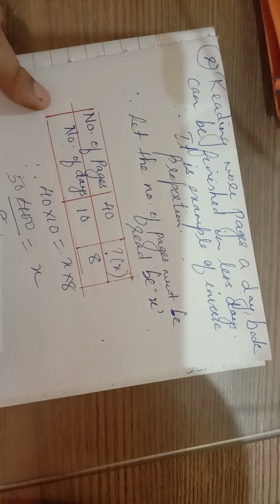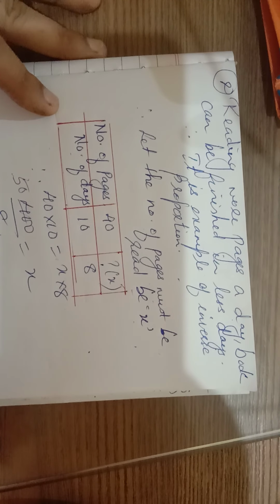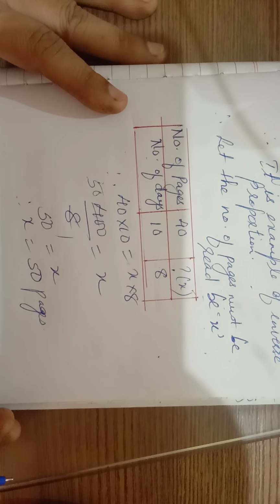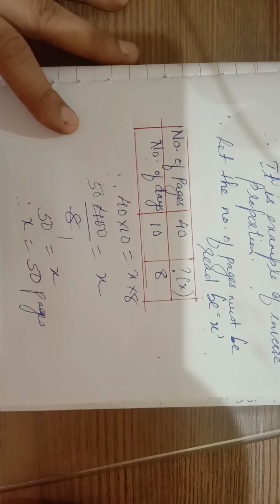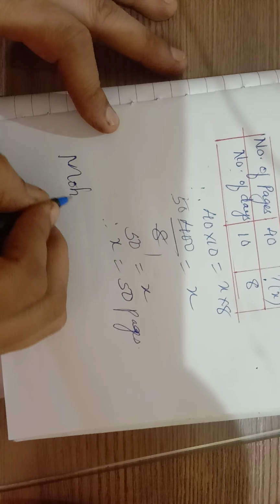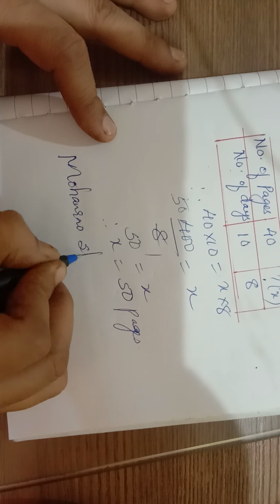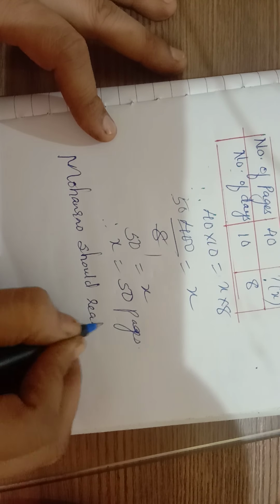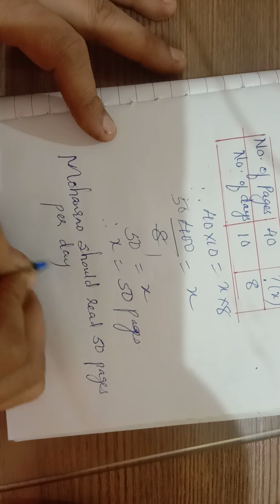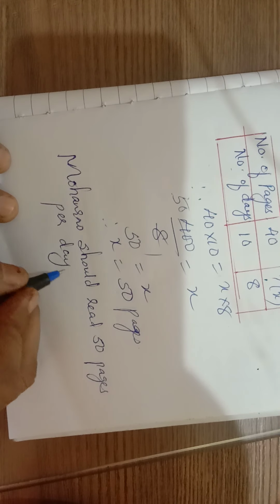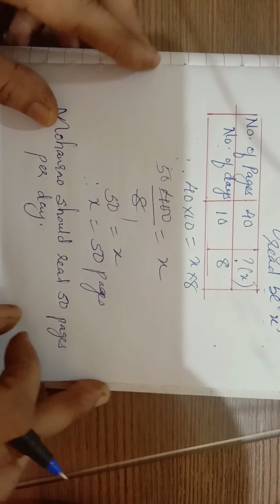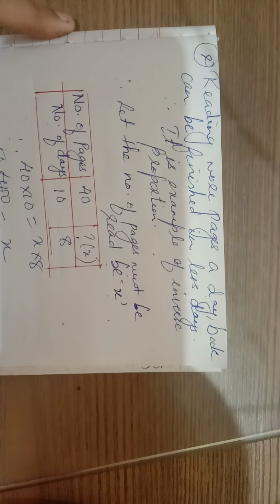That means he has to read how many pages per day? If he wants to complete the reading of the book in 8 days, he has to read how many pages? So we'll write here, children: Mohan Rao should read 50 pages per day to complete in 8 days. So I'll just share the screen, children, copy the sum.